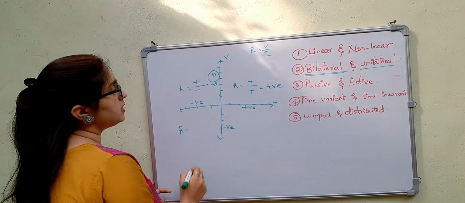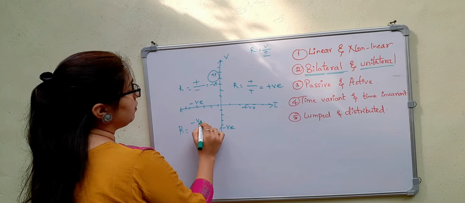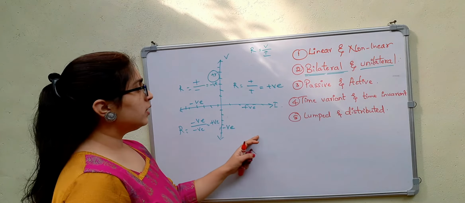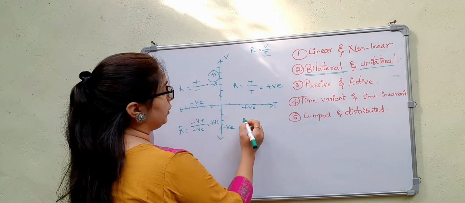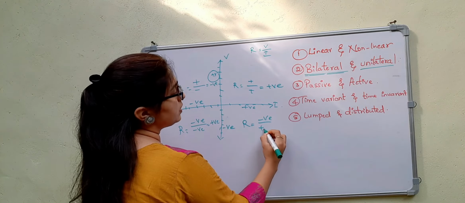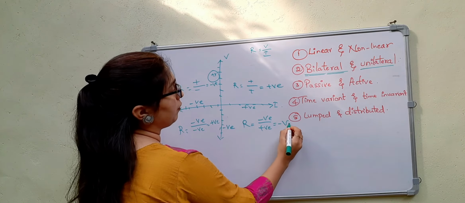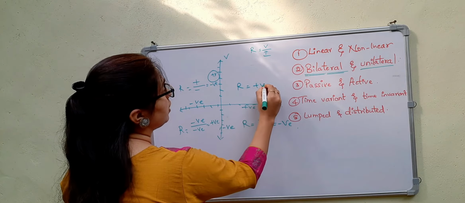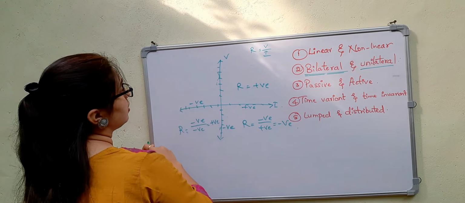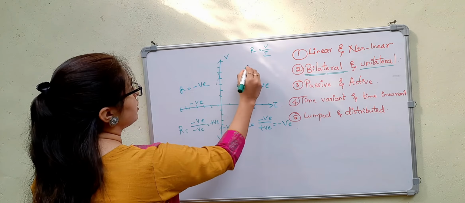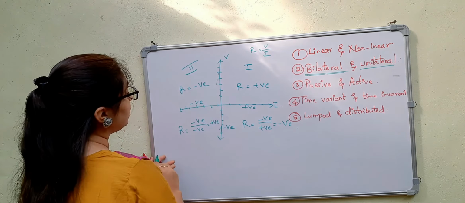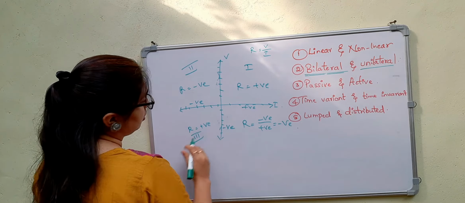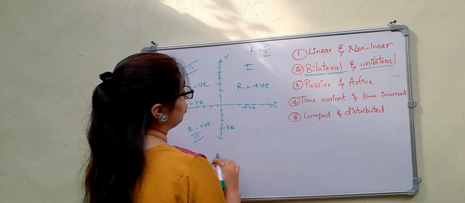Here the resistance is equal to negative divided by negative. That means resistance is positive here. In this case, resistance is equal to negative divided by positive, that will be negative. So we can say resistance is positive in the first quadrant, resistance is negative in the second quadrant, resistance is positive in the third quadrant, and resistance is negative in the fourth quadrant.